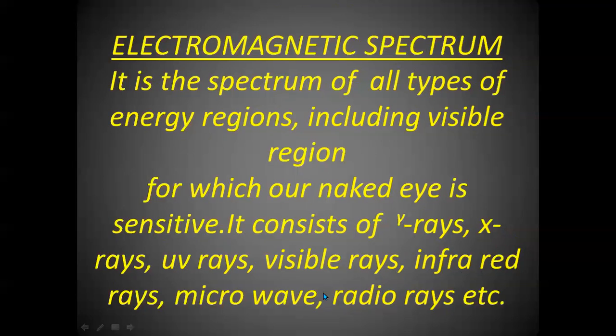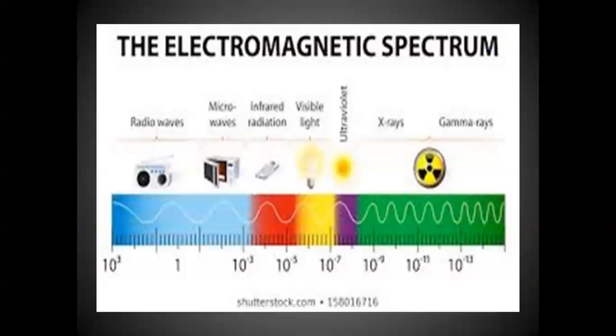Few among them we have given here. All these are represented in the electromagnetic spectrum, one after the other, and there will be no gap between the energies of two regions. They will overlap each other, as shown here.